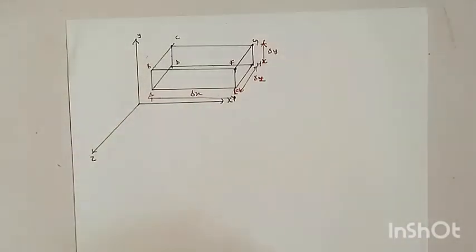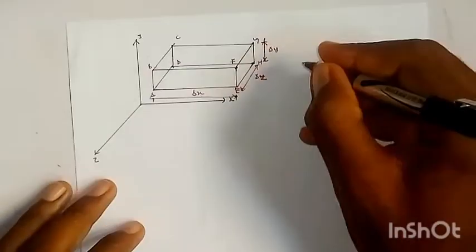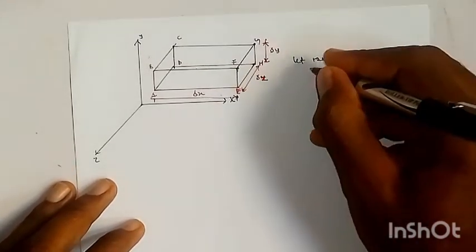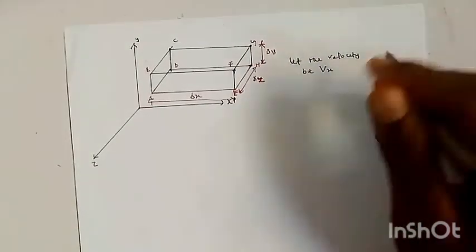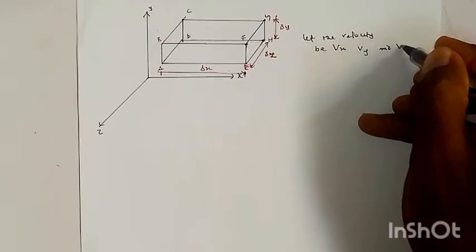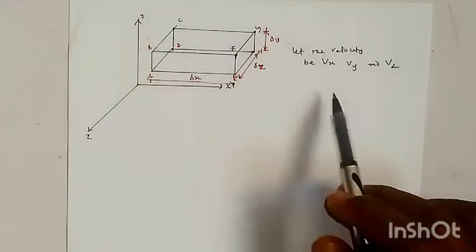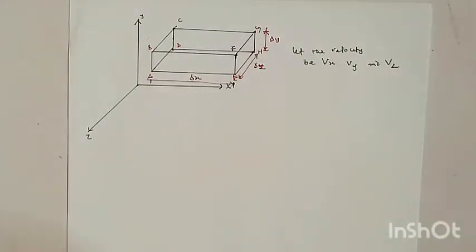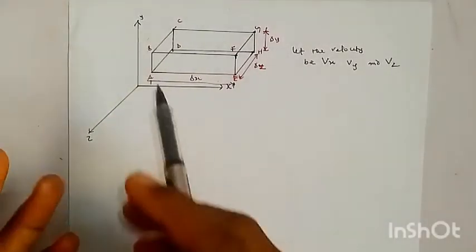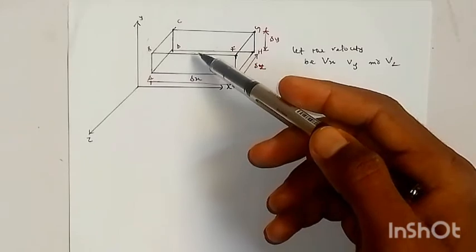So now let's start. Since we are given the velocity, let the velocity be vx, vy, and vz. So now basically we are going to be assuming the rate of mass flow of the fluid, meaning that you're going to be taking the rate of mass flowing into this particular face of this cuboid, then out of it.